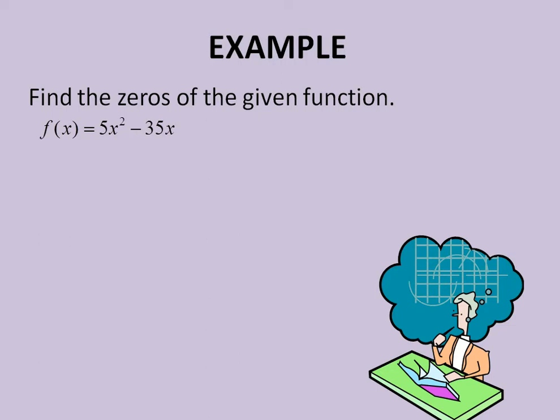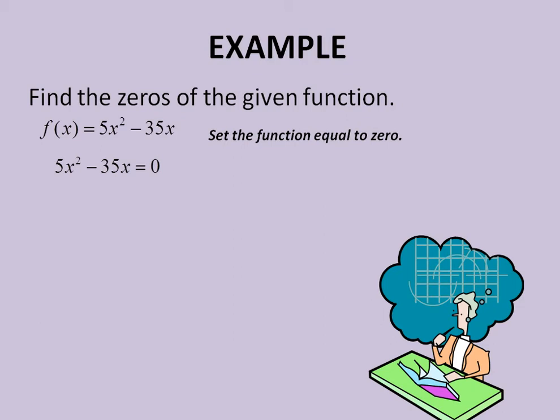So we can take that f of x out and just replace it with a 0, and we've got 5x squared minus 35x equals 0. So basically all we're saying is we want to find the values of x that make this equal 0. Or, in other words, solve this quadratic equation. We know it's quadratic. It doesn't have the 3 terms because it's missing what we call a constant term, but it does have the x squared, and that means that it's a quadratic function. So we're going to factor this out.